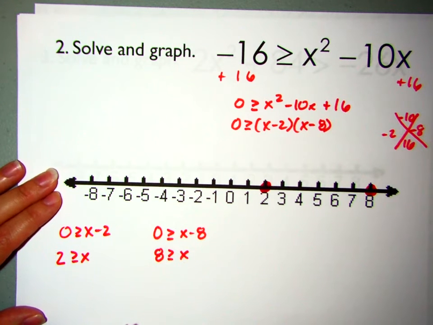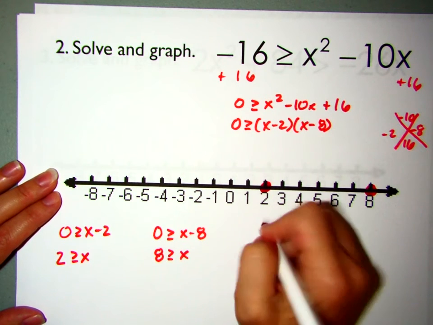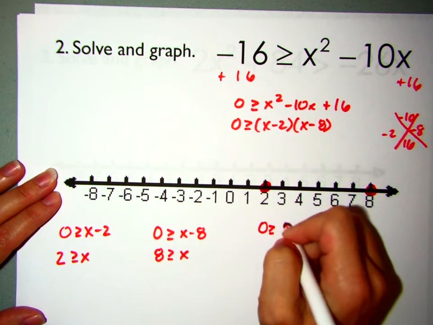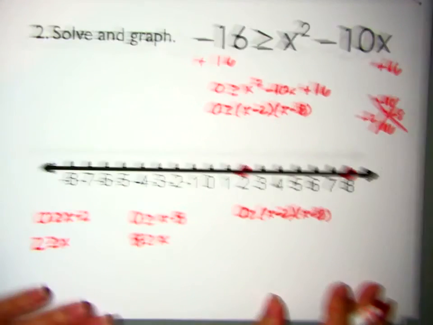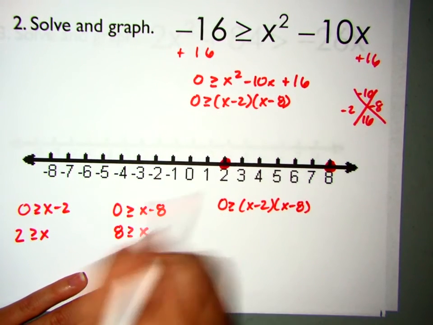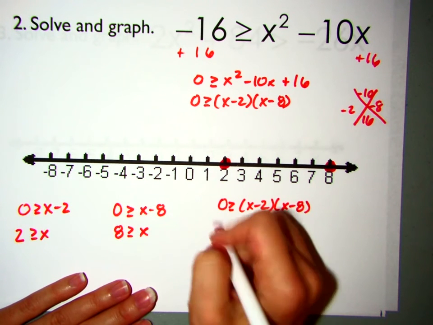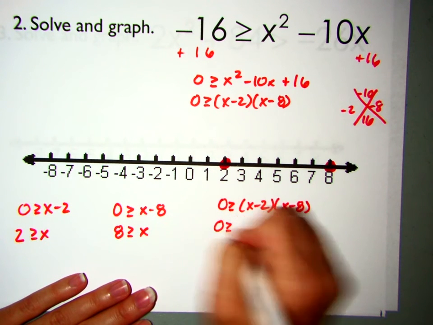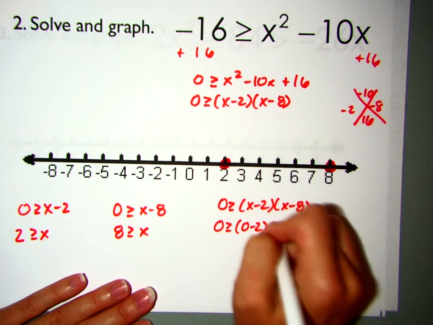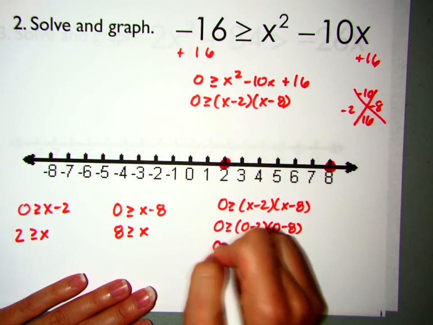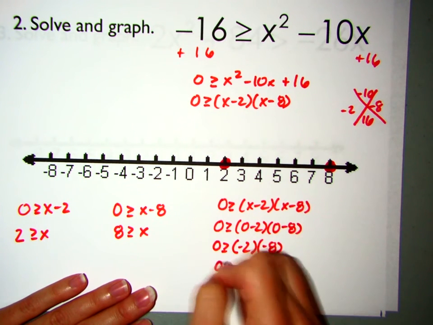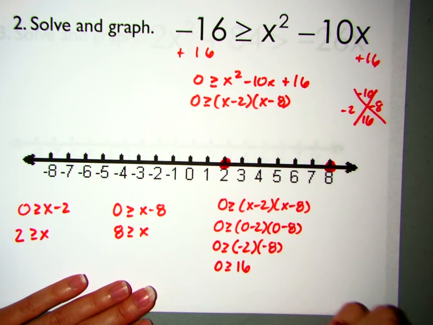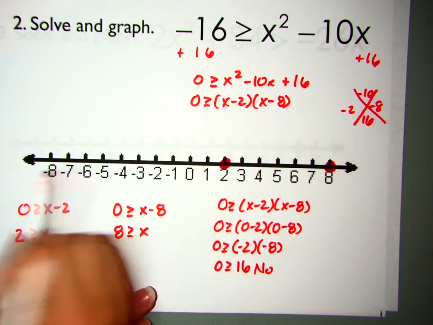And now the last thing we need to decide is shading. To do shading, you want to do your test points, and we're going to go back to this initial equation up here. 0 is greater than or equal to x minus 2 times x minus 8. Now you start testing some points. We could test out 0, which is to the left. 0 is greater than or equal to 0 minus 2 times 0 minus 8. Let's clean this up: 0 is greater than or equal to negative 2 times negative 8. So is 0 greater than or equal to 16? No. So we would not shade here to the left.